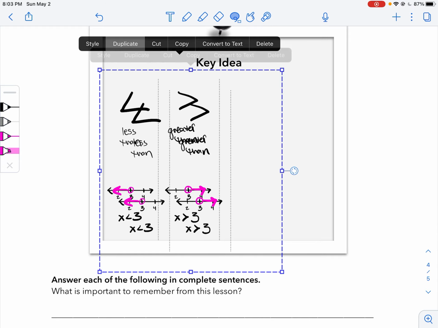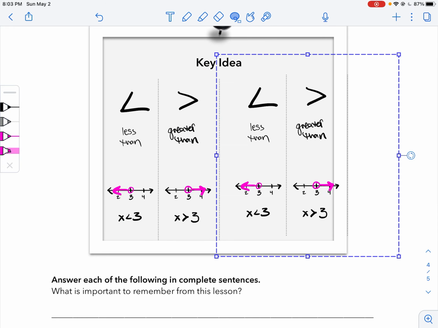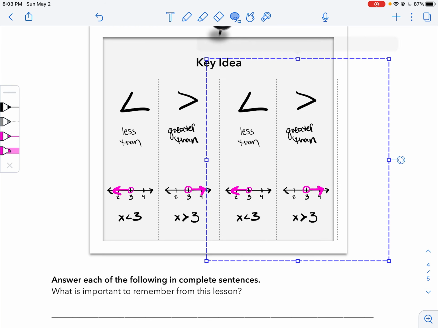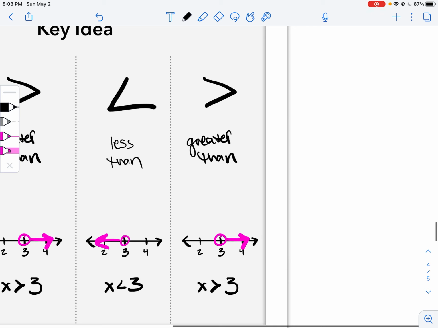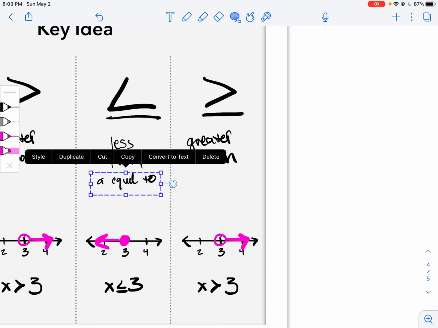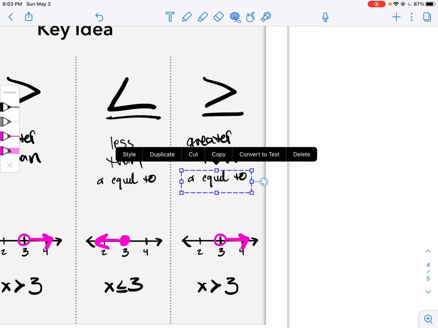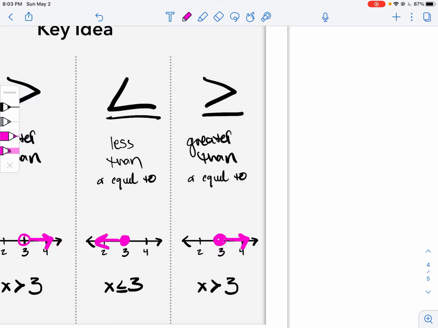Yes, that's great and all. But what if you have this extra guy right here? Whoop! That means less than or equal to. So all you do is you fill in this circle. What if you have this extra guy right here? Well, that means greater than or equal to. So you just fill in this guy right here.